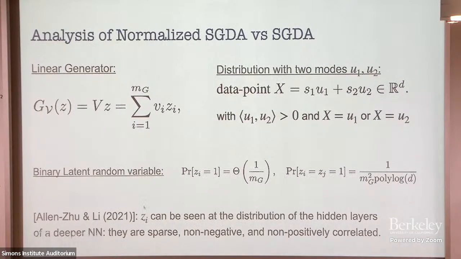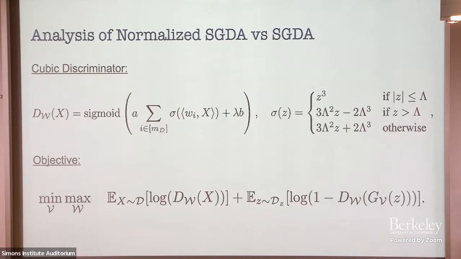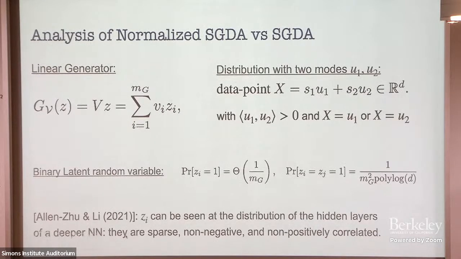Interestingly, there is this work by Allen-Zhu and Li that argues that these Z_i that are sparse, non-negative, and non-positively correlated can be seen as the distribution of the hidden layers of deeper neural nets. So this is what they show in their analysis, that this is basically how deeper hidden layers behave. Did they prove that? I think they prove some result in this vein.